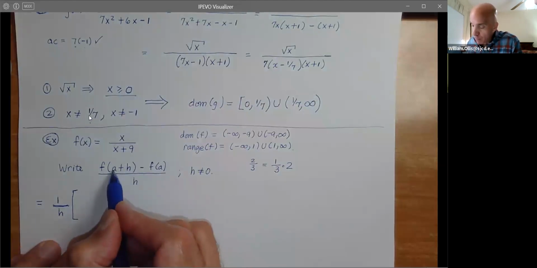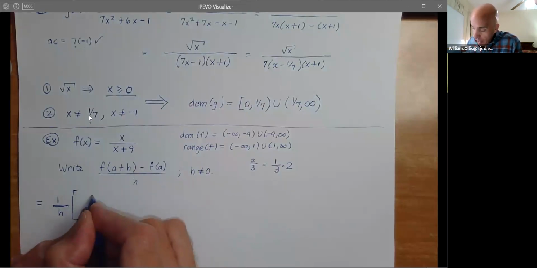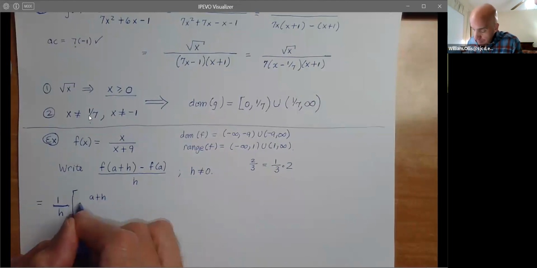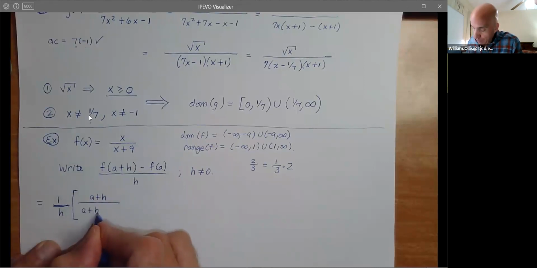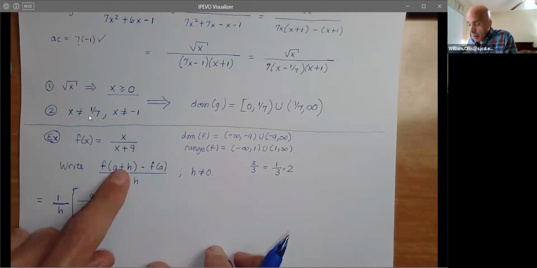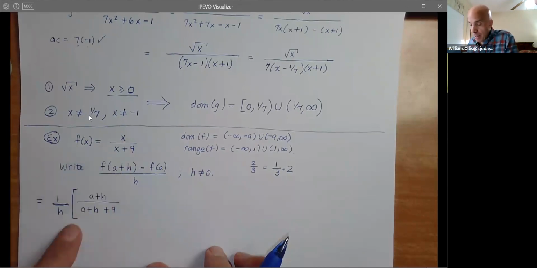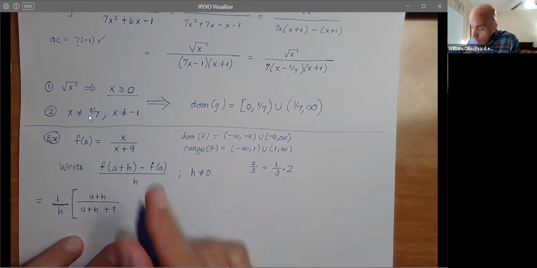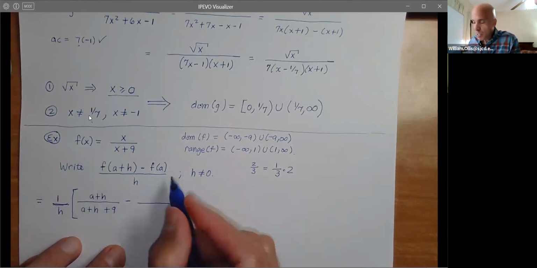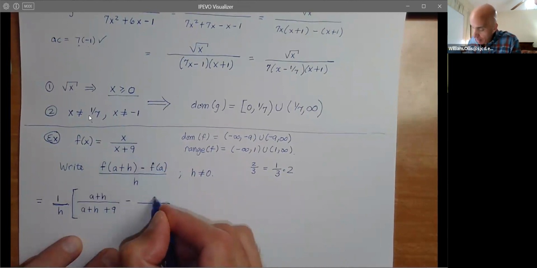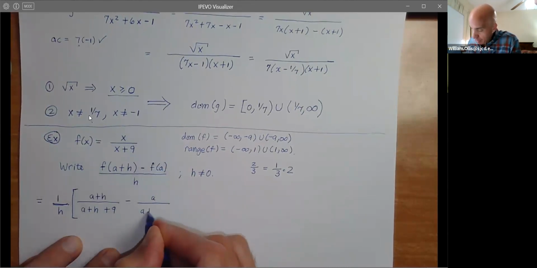So now we're going to do f of a plus h. So a plus h. And then x, we have a plus h plus 9. So here we replace x with a plus h, divided by a plus h plus 9. And now we do f of a. Well, that's easy. We just replace x with a, so we get a plus h, 9.